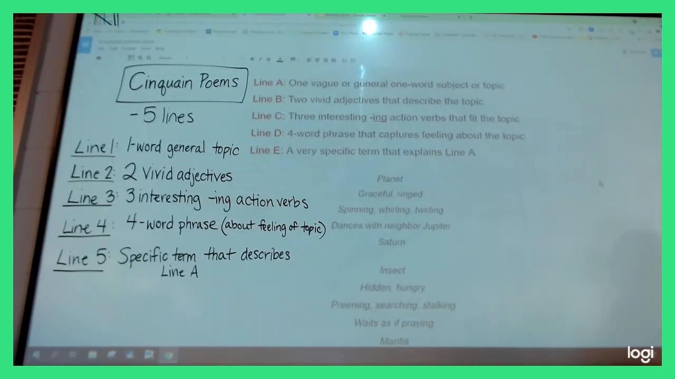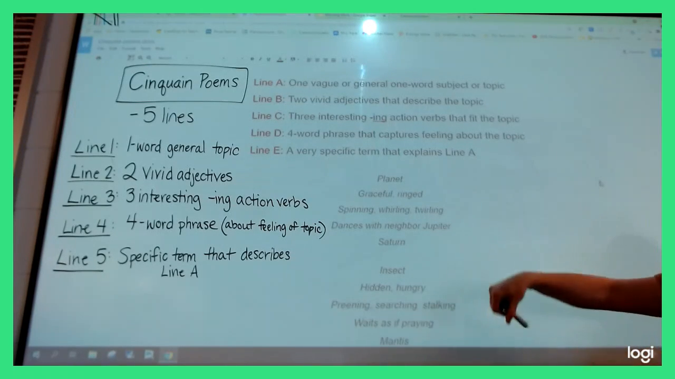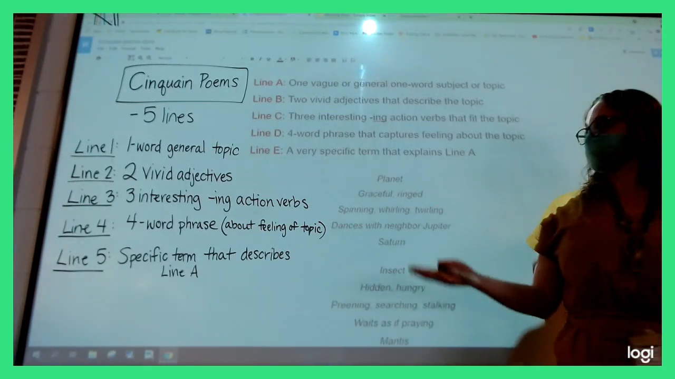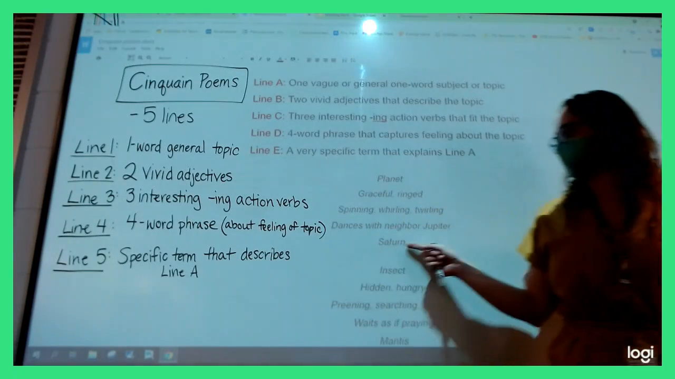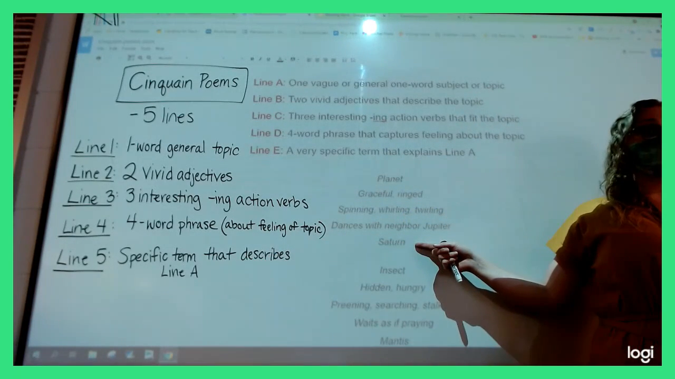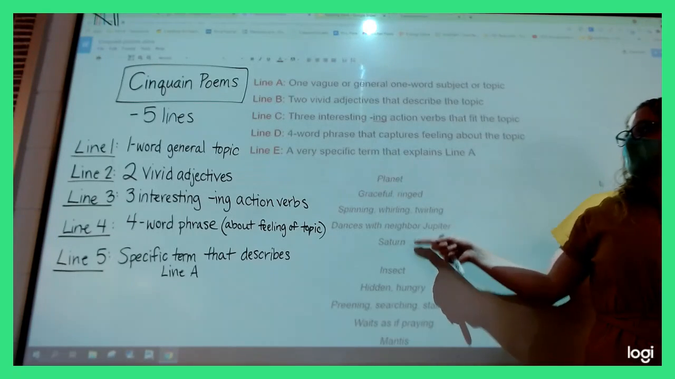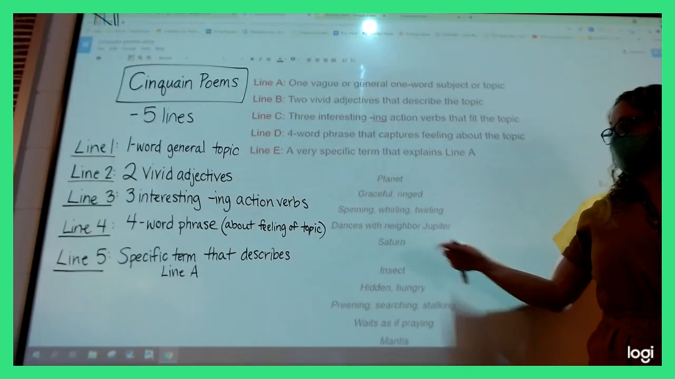All right, so we're going to keep looking. We're going to look at 2 poems to go through all this, but let's keep with our planet poem. So first, let's think about line 1. We need a 1-word general topic, okay? Planet. Is that more general than my specific term at the bottom that's Saturn? Yes? No? I don't know. I'm asking you guys. Okay, that is more general, right? There's a lot of planets, but very specific would be Saturn.